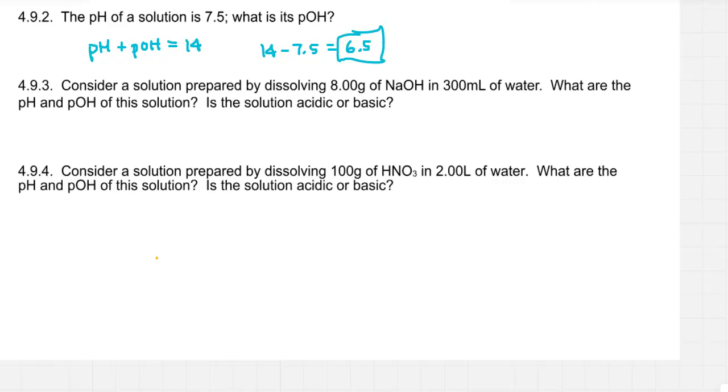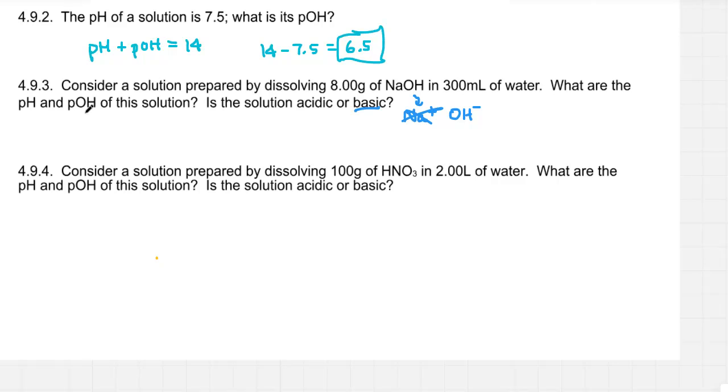Okay, now, not so easy. A solution is prepared by dissolving 8 grams of NaOH in 300 ml of water. What are the pH and pOH of the solution? Is it acidic or basic? Is this an acid or a base? It's going to dissolve into sodium ions, which you may or may not care about, hint, hint, and hydroxide ions. The sodium doesn't matter when you're talking about acidity or basicity, but this makes it a base. So definitely a basic solution. We expect our pH to be over 7.